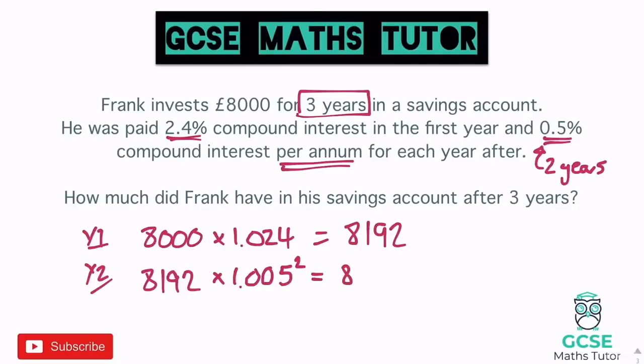So we have £8,274, and to the nearest penny it's 12p. There we go, £8,274, 12p. It doesn't say how much interest does he earn, it says how much does he have. So that's our final answer there, £8,274 and 12p.